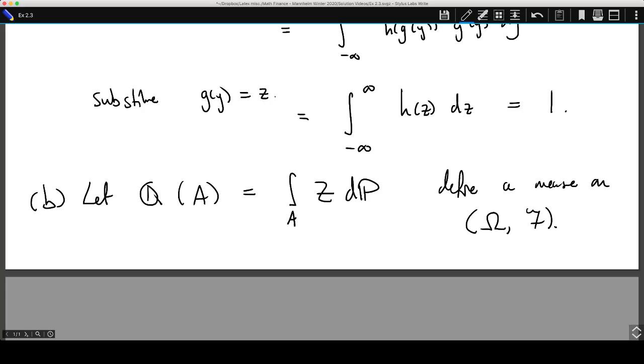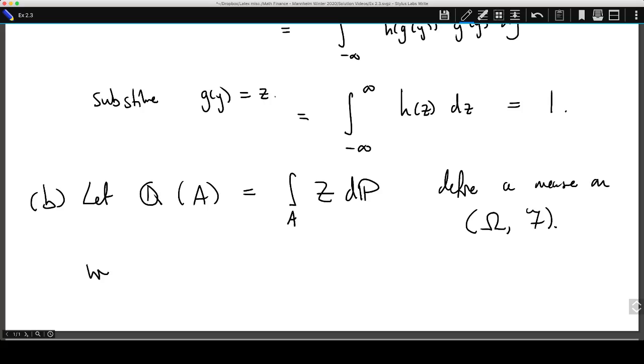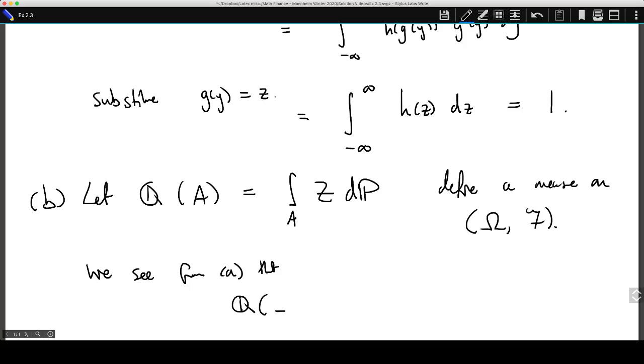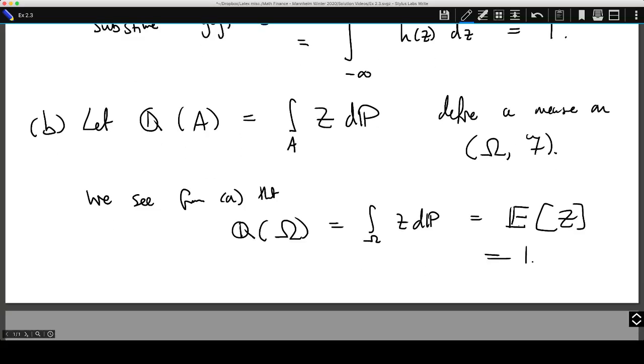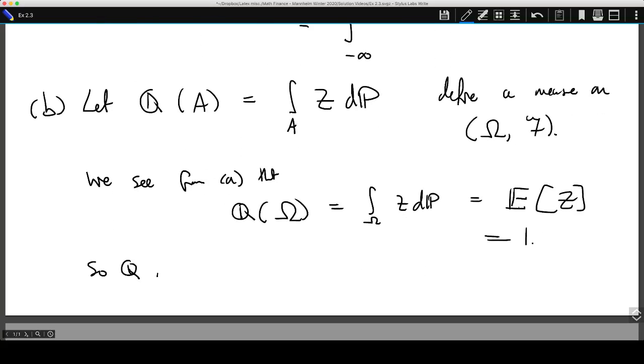Okay, well, already it's given actually that Q is a measure. We just need to show then that it's a measure with total mass 1, and that will mean that it's a probability measure. Well, we see from part A that Q of the entire space, equal to the integral of Z against the probability measure P, is equal to 1. That's exactly what we showed, right? This is the expectation. Well, let's write that explicitly. That is the expectation of the random variable Z. It's just the definition of expectation, and we just showed that that's equal to 1. So Q is a probability measure.